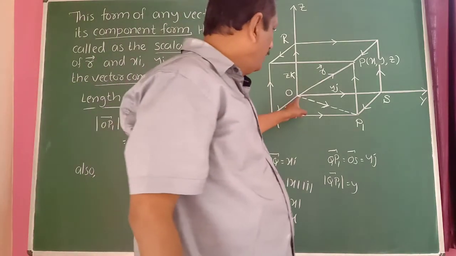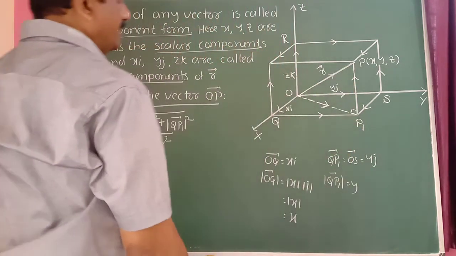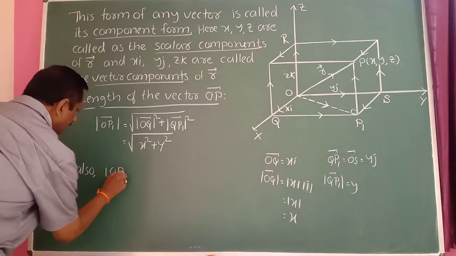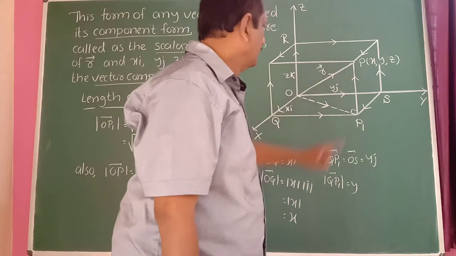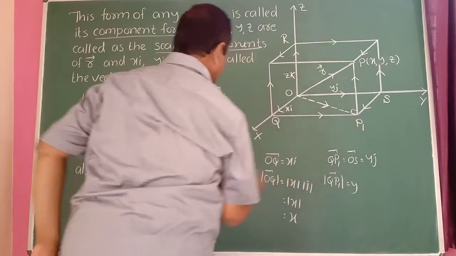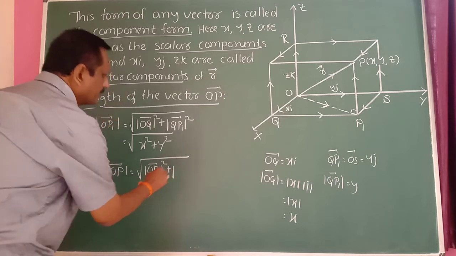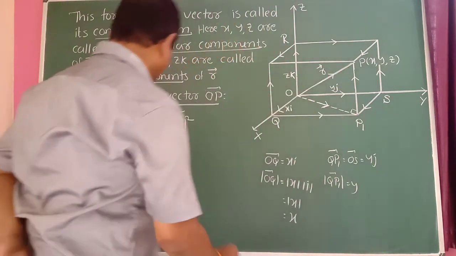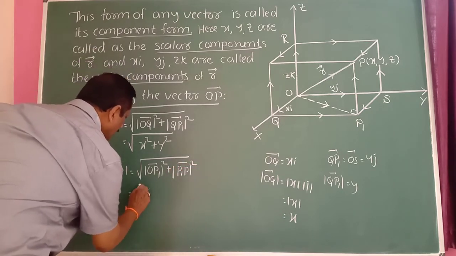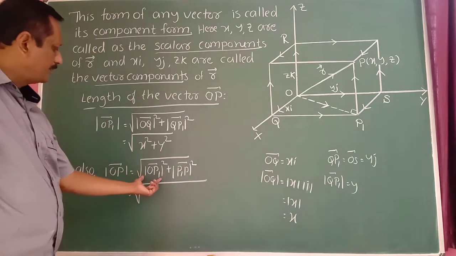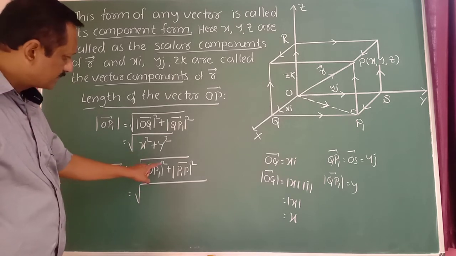Also, from the triangle OP1P, again use the Pythagoras theorem. This angle is 90 degrees. So modulus of OP is equal to root of modulus of OP1 bar square plus modulus of P1P square. Therefore, root of modulus of OP1 square. So modulus of OP1 is this. If you use square root and square, they cancel.